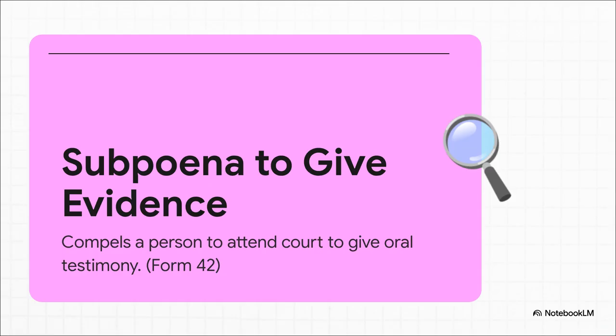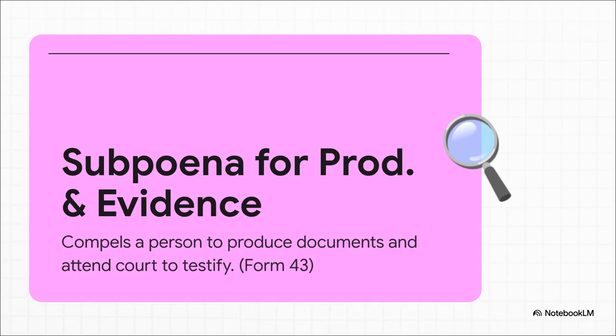Next up, you've got the subpoena to give evidence, which is Form 42. This one does exactly what it says on the tin. It compels a person to physically show up in court. So if you've got a reluctant eyewitness who saw the whole thing, this is the tool that ensures they get into that witness box. And, of course, there's the hybrid option, Form 43, the subpoena for production and to give evidence. This is just a super efficient way to do both at once. It's perfect for, say, a company's bookkeeper, who not only needs to bring the financial reports, but also needs to get in the box and explain what they mean.